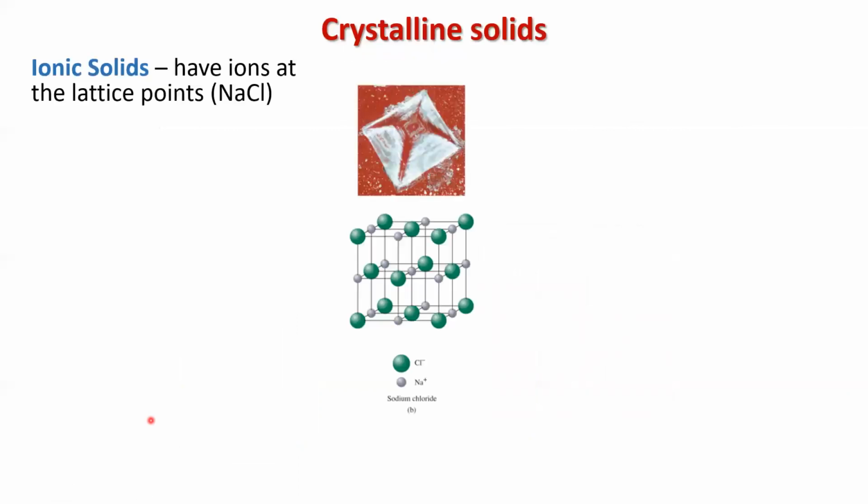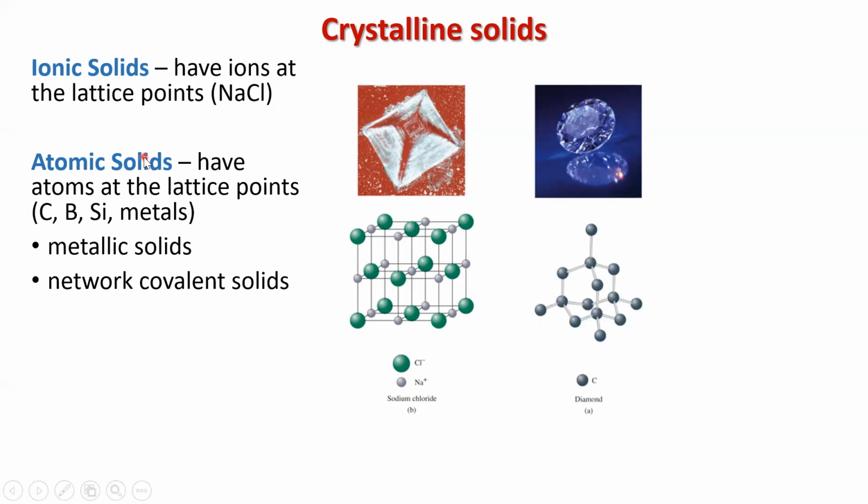Now, there are different types of crystalline solids depending on what's found at the lattice points. So if we talk about crystalline solids that have ions at their lattice points, we call them ionic solids. As an example, sodium chloride is a crystalline solid where the sodium ions and the chloride ions are at the lattice points.